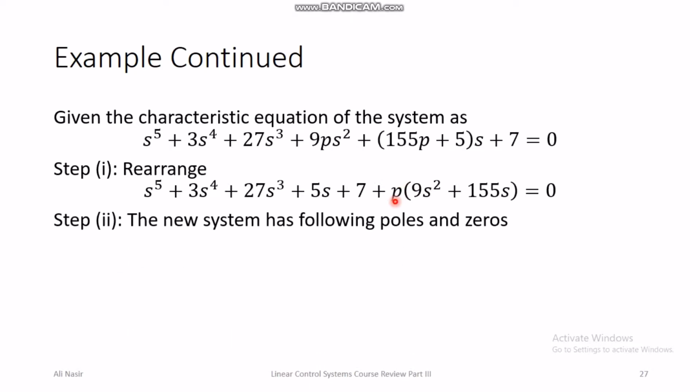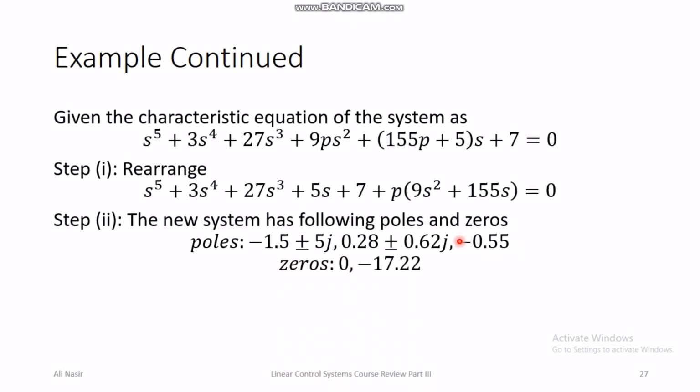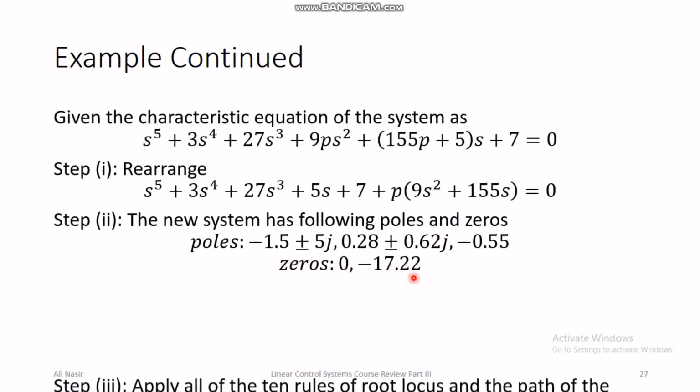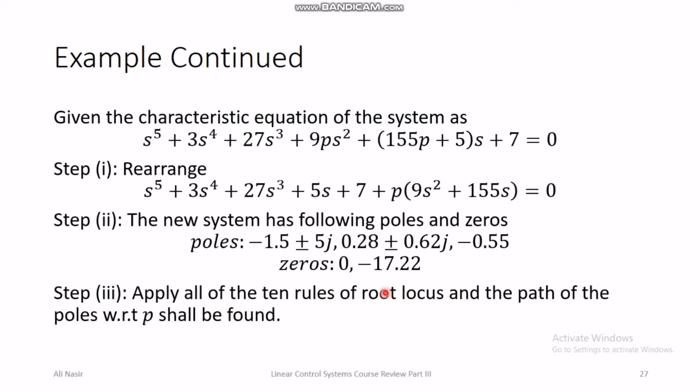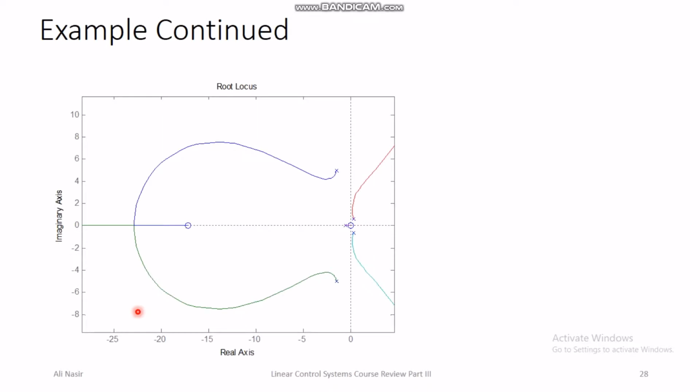And the new system has the following poles and zeros. Poles are at minus 1.5 plus minus 5j, 0.28 plus minus 0.62j, and a pole at minus 0.55, and zeros of the system are at 0 and minus 17.22. So we apply the 10 rules of root locus, and we get the path of the poles with respect to p. This is how the poles will change. Initially when p is 0, the poles of the plant will be at these locations, and as you increase p, the poles of the plant will follow these paths which are shown in the root locus.